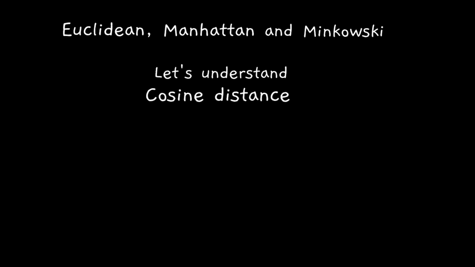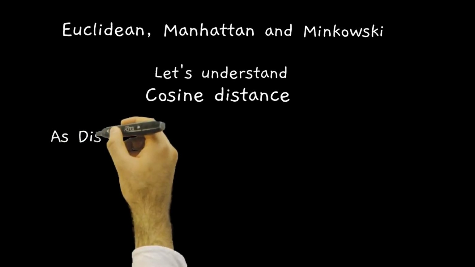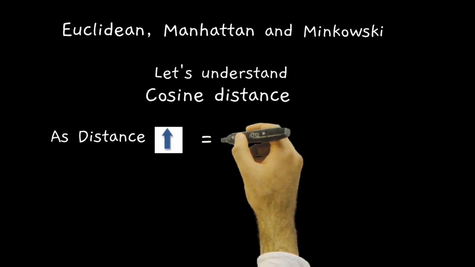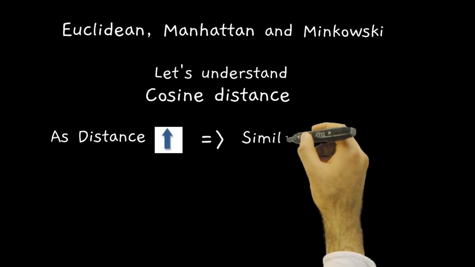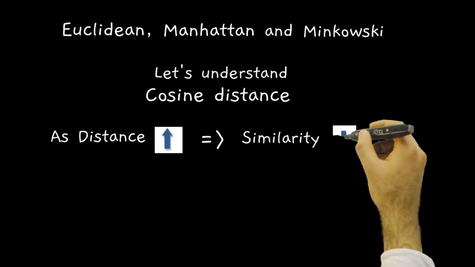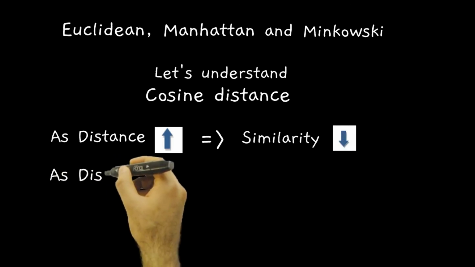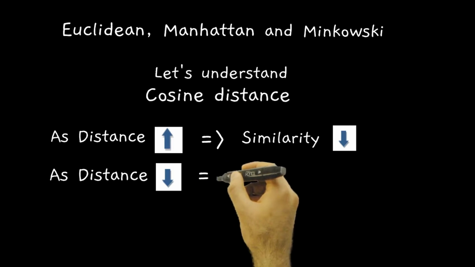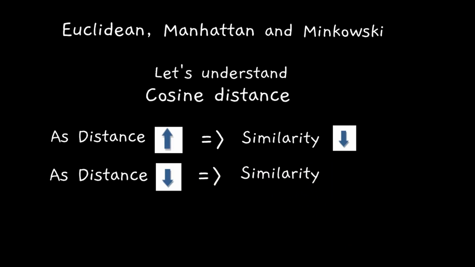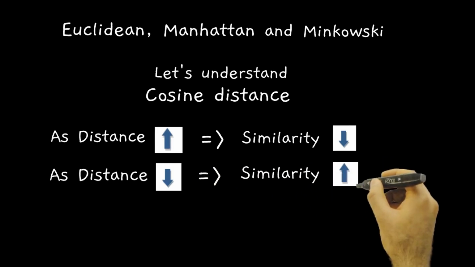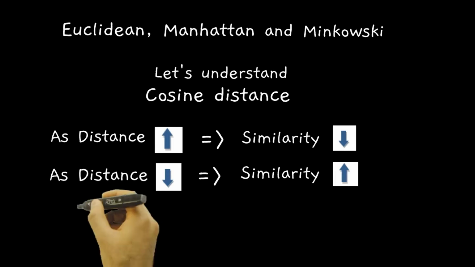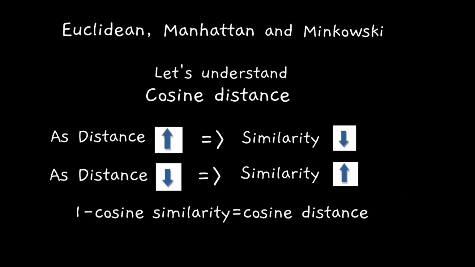Let's take 2 points A and B. If the distance between these 2 points increases, then we can say that they are less similar. Similarly, if the distance between these 2 points decreases, then similarity between them increases. There is opposite behavior. We can say 1 minus cosine similarity is equal to cosine distance. Remember this formula.